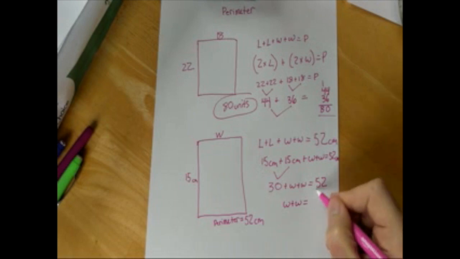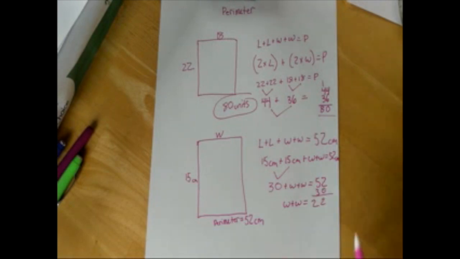and I will say that our widths doubled will equal 52 minus 30 is 22. So what plus itself equals 22, or 2 times what equals 22? I know that 11 times 2 equals 22, so our width must be 11. So our width equals 11 centimeters.